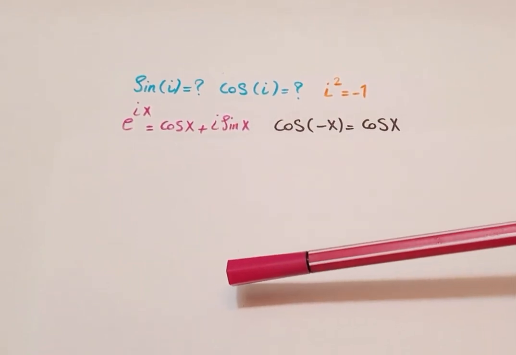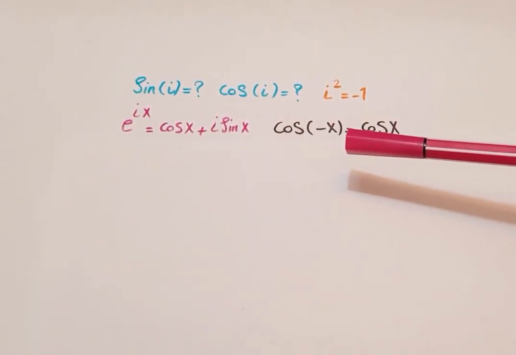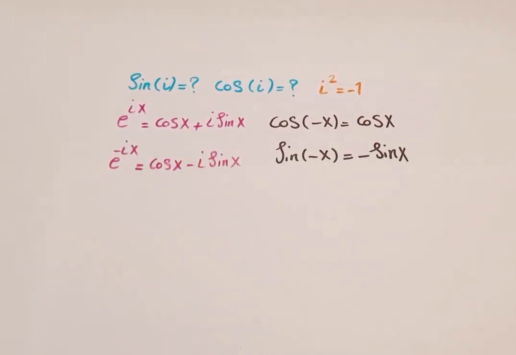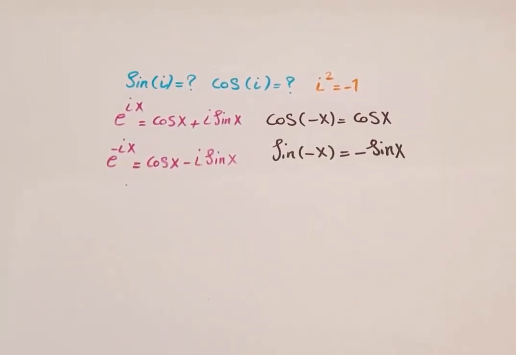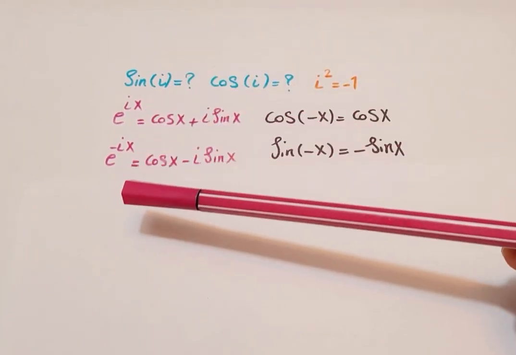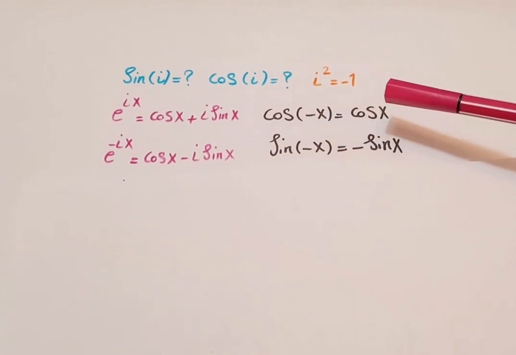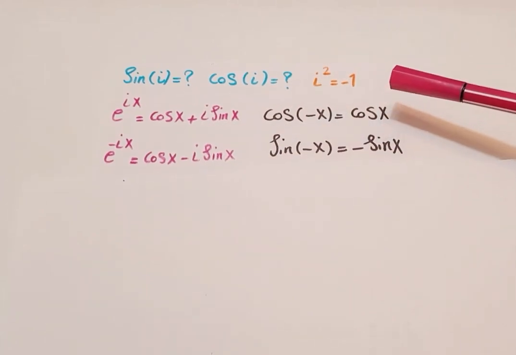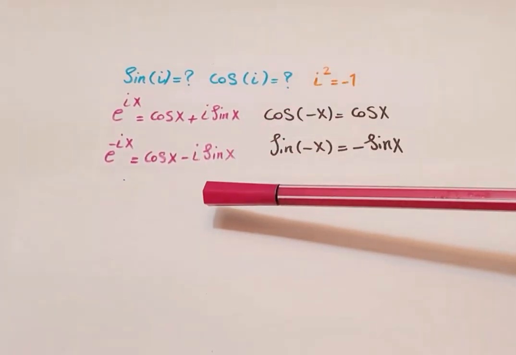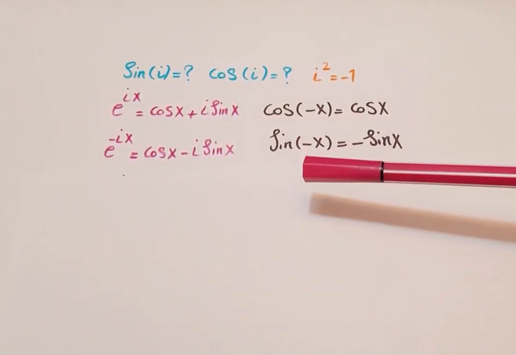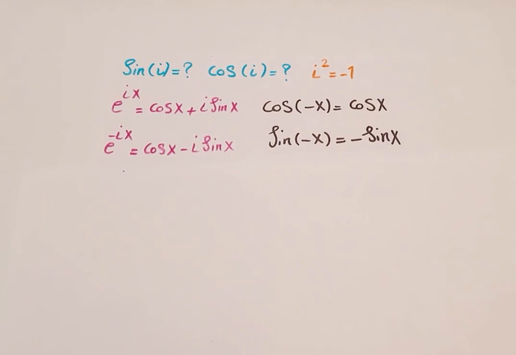And we know that the cosine of -x is equal to cosine of x. If I put -x in Euler's formula, I can write e to the minus ix equals cosine of x minus i sine x. Why? Because cosine of -x is equal to cosine of x, and the sine of -x is equal to minus sine of x.